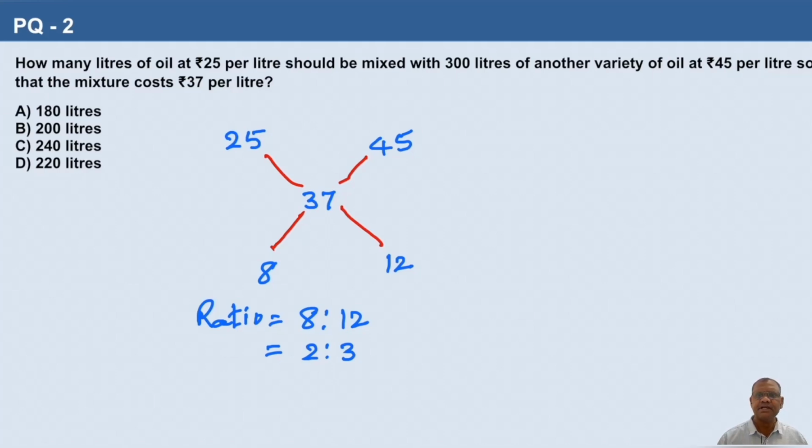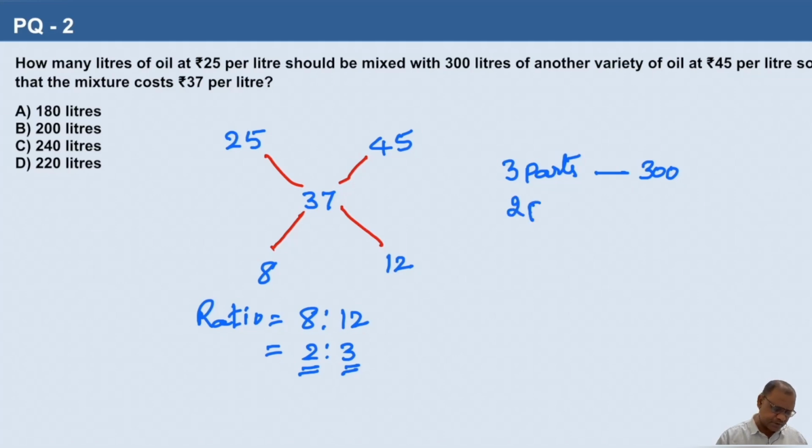But here it is given that oil at the cost of 45 rupees is 300 liters. So that means 3 parts is 300 liters according to the question. So the question is, how many liters of oil at a cost of 25 rupees must be mixed? So that is 2 parts. 3 parts is 45 rupees per liter and 2 parts is 25 rupees per liter.